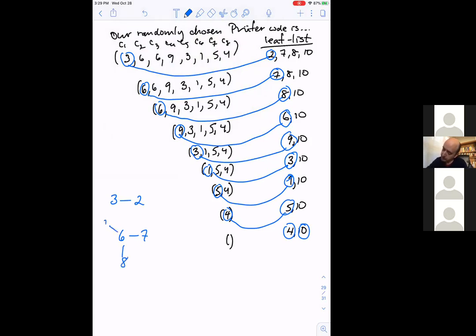9 to 6, 3 to 9, 1 to 3, 5 to, what is that, a 1? 4 to 5, and 4 to 10. And yeah, what do I got? 1, 2, 3, 4, 5, 6, 7, 8, 9, 10, and it's connected in a tree. So it did recover a tree for us.